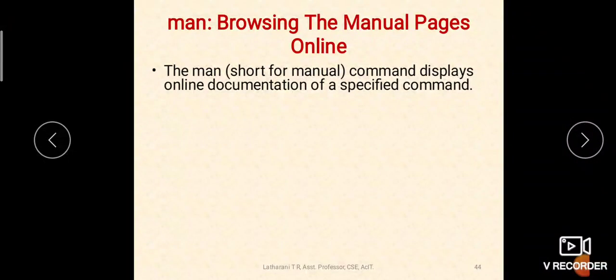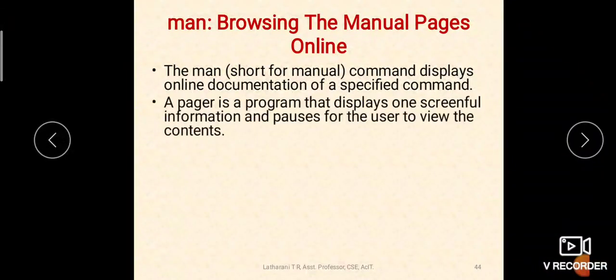So, to access the man page of any command, you can use a command called man. Let us see what this man is and how it works. Man: browsing the manual pages. Browsing the manual pages can be done through the man command. Man is short for manual. The man command displays online documentation of a specified command. So, you can give any command with man, and for that command, the manual page will be opened.